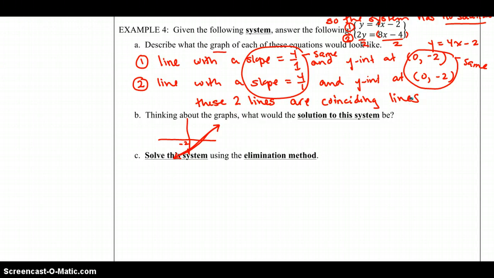And so again, we're after all the ordered pairs that they have in common. In this case, they share all their pairs that are on the graph of this line. Again, not all the ordered pairs in the plane. For example, this is not a solution. It has to be an ordered pair that's actually on this graph. So in this case, all x, y on the line y equals 4x minus 2 are solutions.